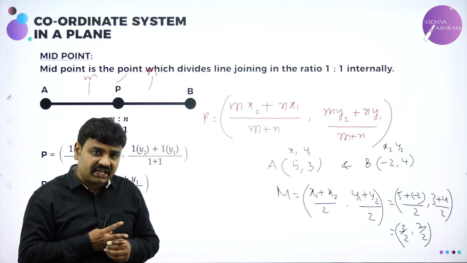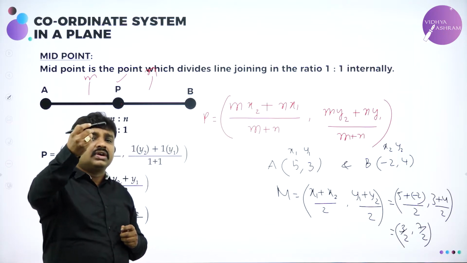Sometimes they'll ask median of a triangle. Median of a triangle means what? One of the vertex to the opposite side.